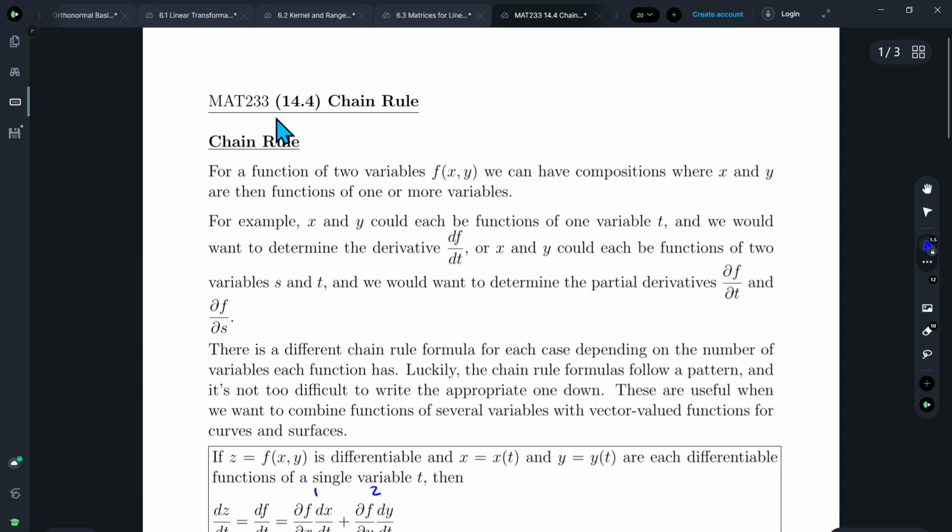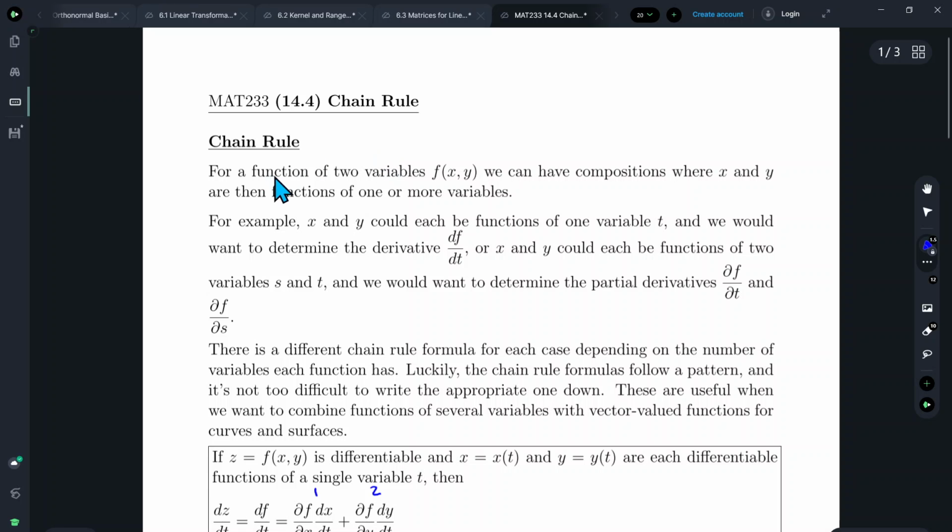In this video, we go over section 14.4 on the chain rule. So in calculus, the chain rule describes how we can take the derivative of a composition of functions. So first, let's see how we can have a composition of functions when we have multiple variables.